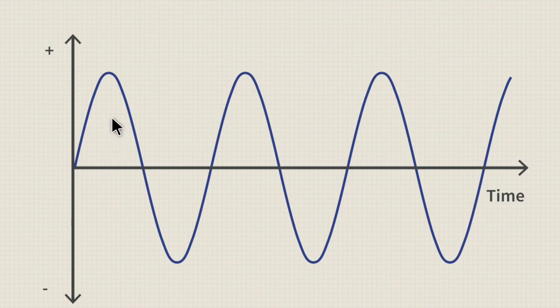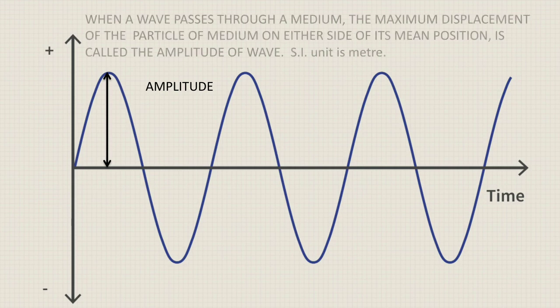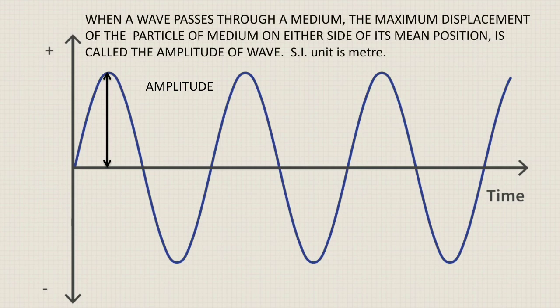So this maximum displacement is called the amplitude. The amplitude is defined as, when a wave passes through a medium, the maximum displacement of the particle of the medium on either side of its mean position is called the amplitude of the wave, and its SI unit is meter. The amplitude is always represented as small a. So this is the amplitude.